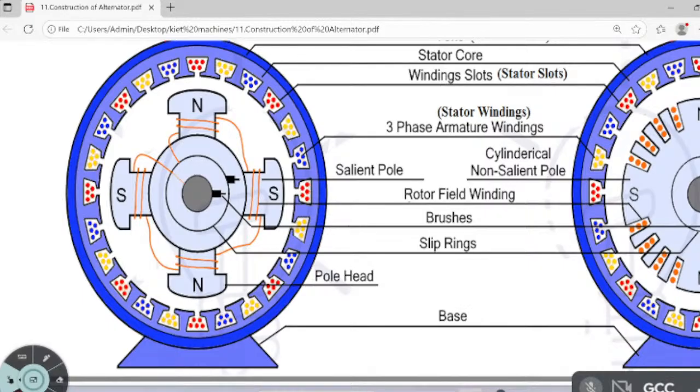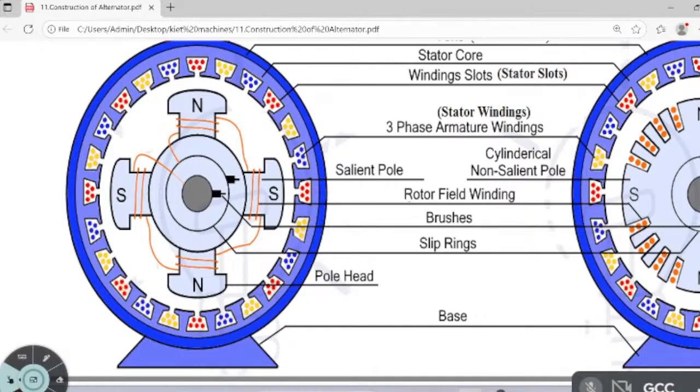Here the field I am rotating, so here we require slip rings. Slip rings mean here we have to apply DC to the poles. That's why we require slip rings. These are available in cylindrical and this one also. Okay, so this is about alternator construction.